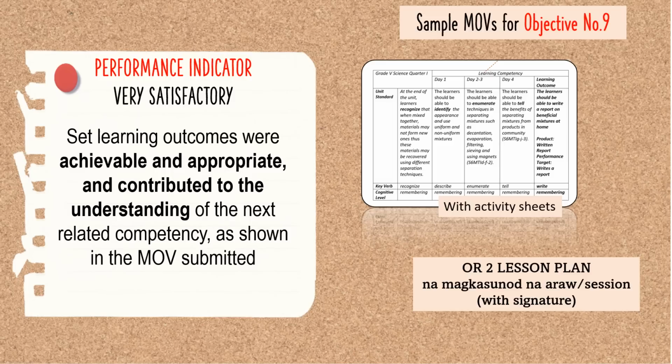Kung ang mailalagay nating MOV dito sa objective number 9 ay weekly learning plan with activity sheets or dalawang lesson plan ng magkasunod na araw or session na may pirma ng inyong grade level coordinator, ng inyong head teacher, or ng inyong master teacher or principal, ang pwede nyong makuhang rating dito ay very satisfactory. Dahil sa indicator ng very satisfactory, ito ay set learning outcomes were achievable and appropriate and contributed to the understanding of the next related competency as shown in the MOV submitted.